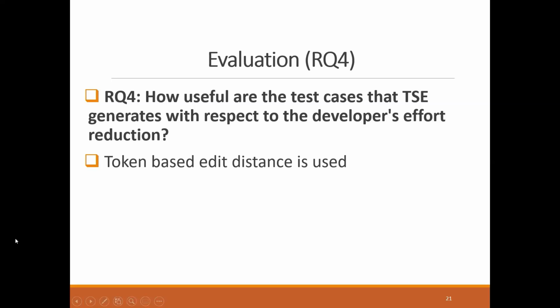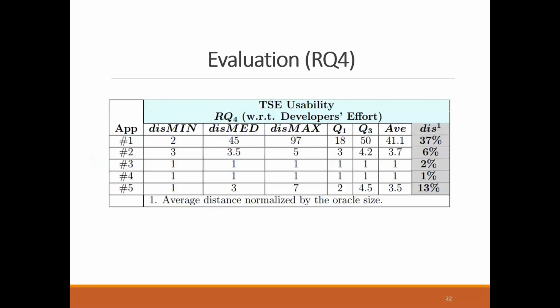And this is how we evaluated our research question 4. We tried to evaluate whether TSC-generated test cases reduce developers' effort. So we used token-based edit distance. If two methods, the one generated by TSC and the one written by the developers, vary only by 1 token, the token distance is 1. So the lower the distance, the better the results. So this is how we evaluated.